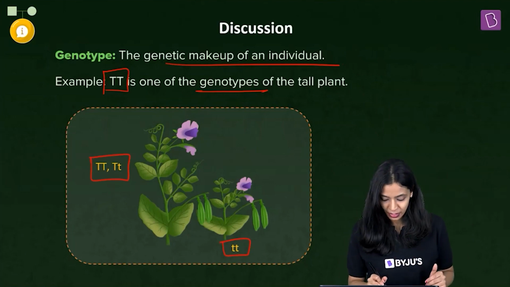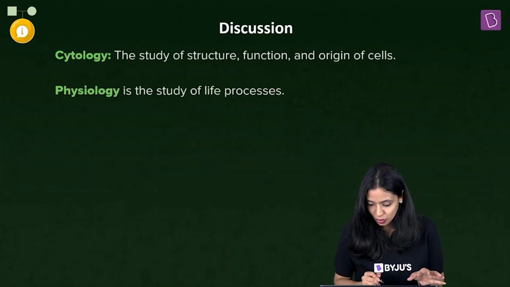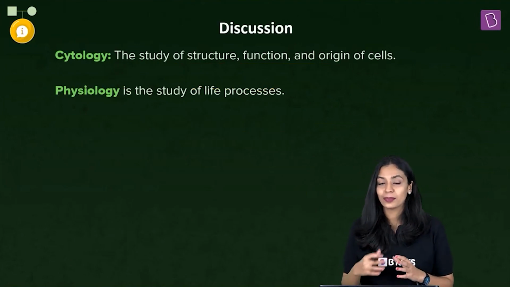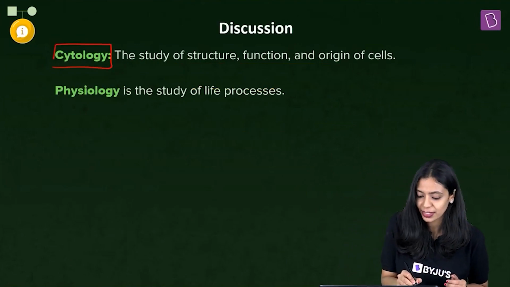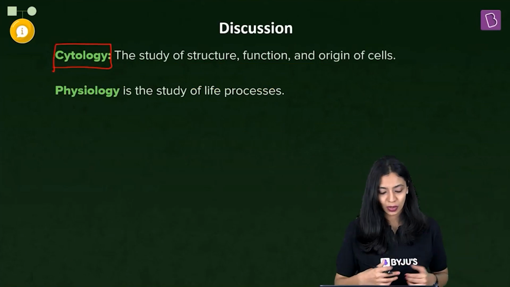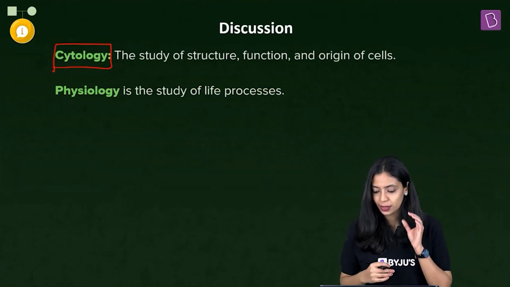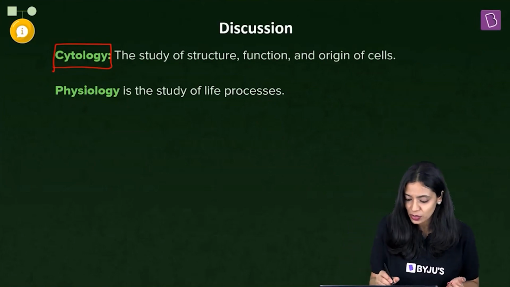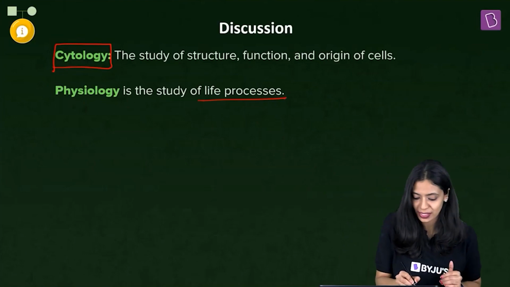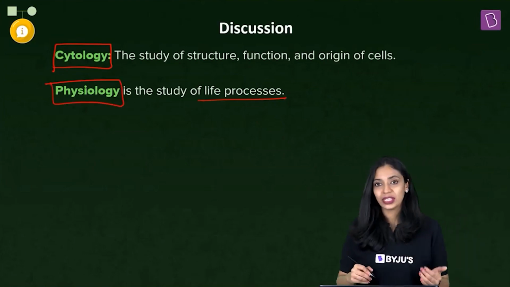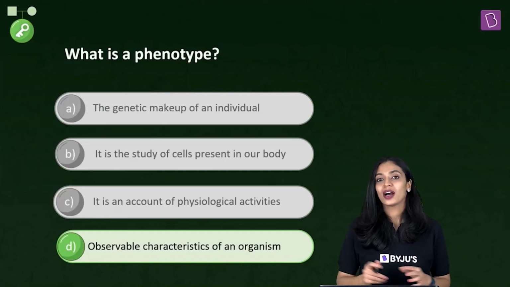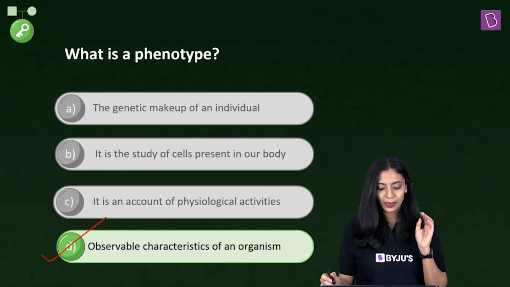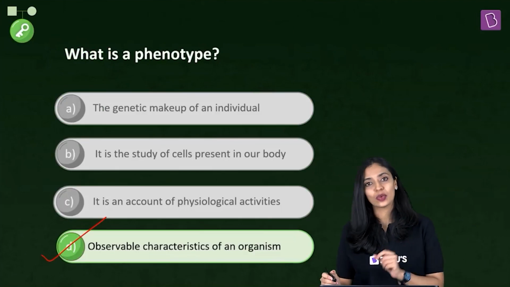In the question there was a mention of the study of cells present in our body. The study of cells is referred to as cytology. One option was an account of physiological activities. The study of physiological activities or life processes is what we refer to as physiology. So both these options are incorrect. Here we were asked what is a phenotype. Now we know that the correct answer is option D. Phenotype refers to the observable characters of an organism.